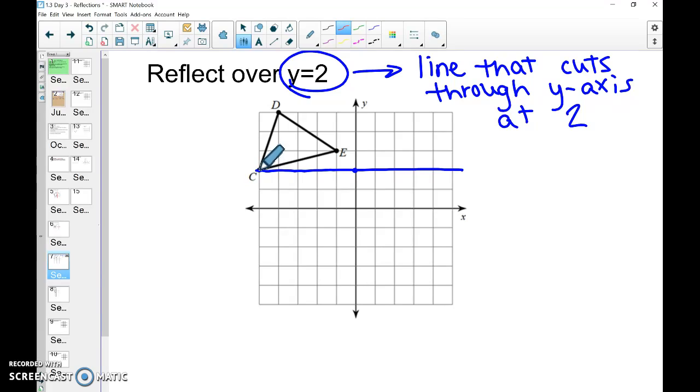Count my steps. C is already on the line, so that's going to be C prime. E is 1 unit away, so jump across. I get E prime. D is 3 units away, so I'm going to jump across and go 3 units down. And then there's my D prime. Poorly drawn, but there's my triangle, and it's reflected across that blue line. So it doesn't always have to be the x or the y axis, okay? It's not always going to look like that.